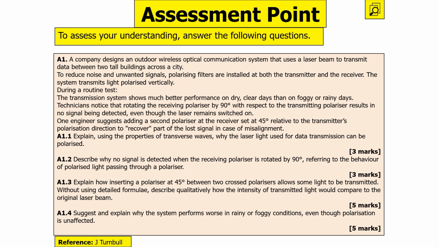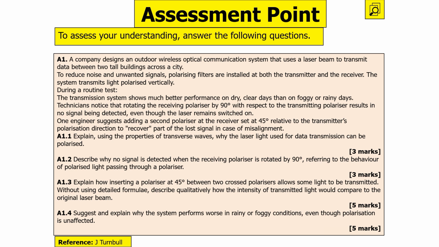During a routine test, the transmission system shows a much better performance on dry, clear days than foggy or rainy days. Technicians note that rotating the receiving polarizer by 90 degrees with respect to the transmitting polarizer results in no signal being detected, even though the laser remains switched on. One engineer suggests adding a second polarizer at the receiver set at 45 degrees relative to the transmitter's polarization direction to recover part of the lost signal in case of misalignment.